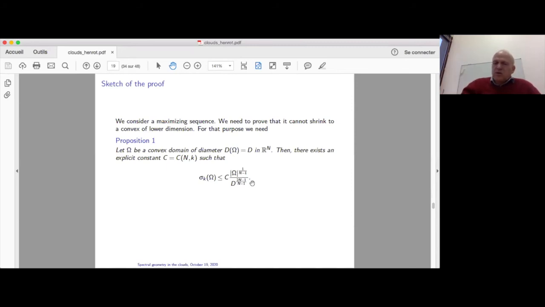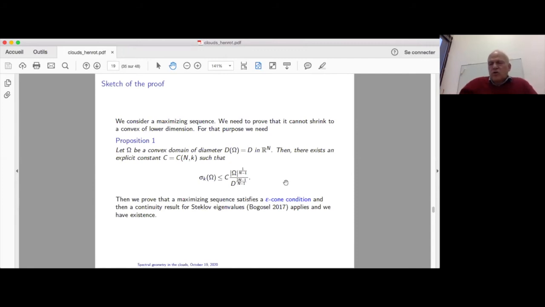So in particular, it gives a quantitative flavor to what I claimed. If you fix the diameter and you imagine that your sequence of domains collapses to a lower dimensional domain, you see that sigma k will go to 0 like the volume to the power 1 over n minus 1. So in particular, it cannot be a maximizing sequence, because the maximizing sequence wants to converge to the supremum, which is not 0.